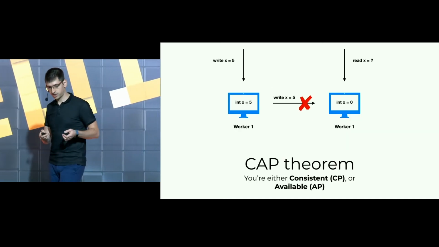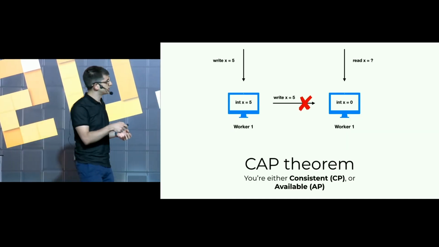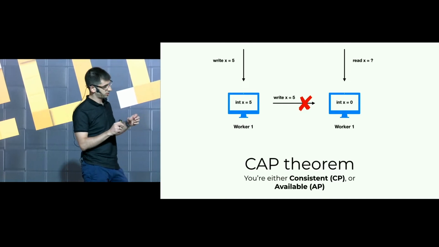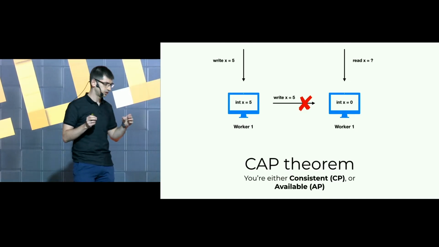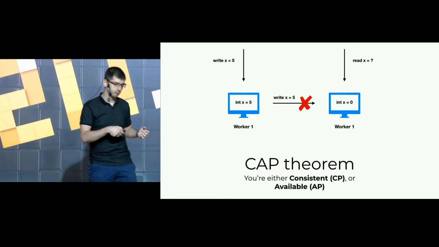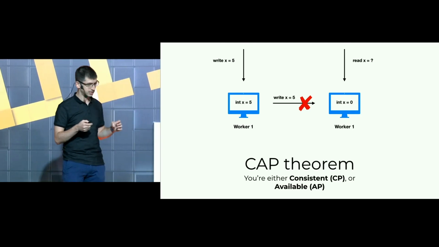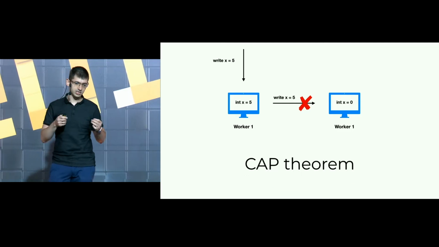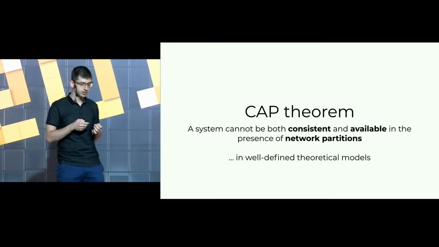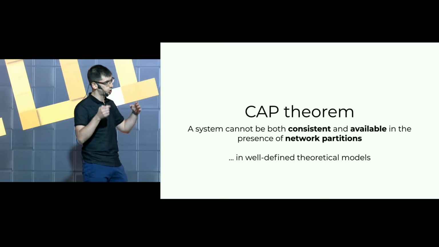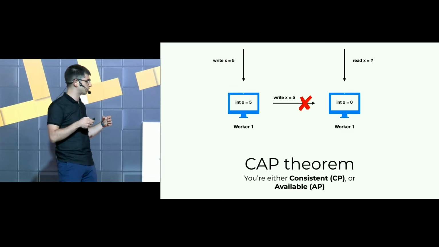notice how I code this with 2 letters. Consistent is CP, which means that in the presence of partitions, the system is consistent. And AP means in the presence of partitions, the system is available. So basically, from the CAP theorem, from consistent, available, and partition tolerant, we can only choose 2. So we choose either AP or CP.